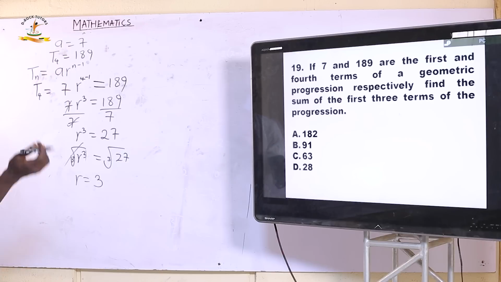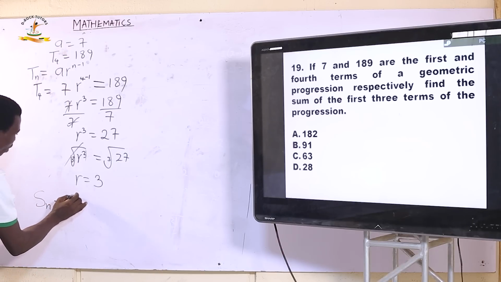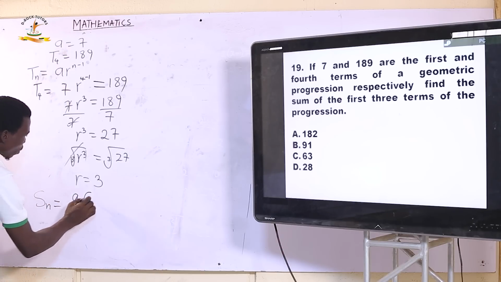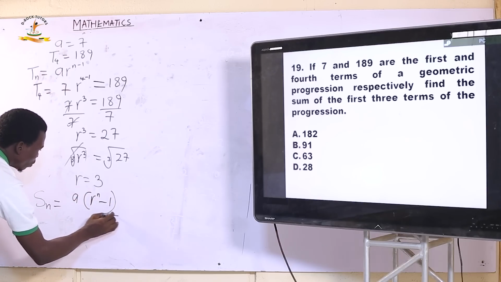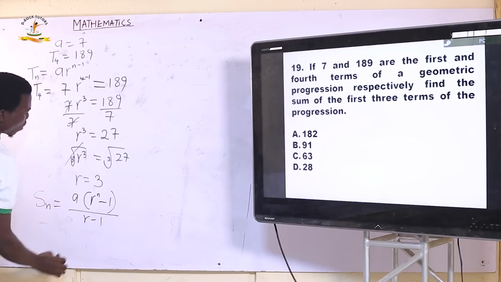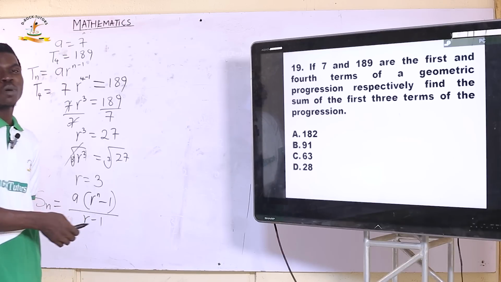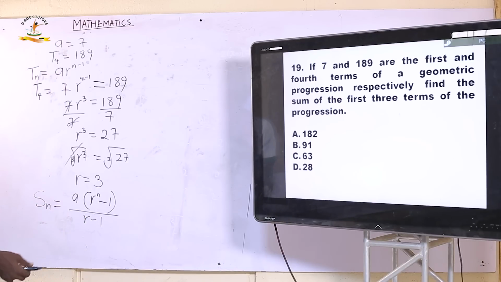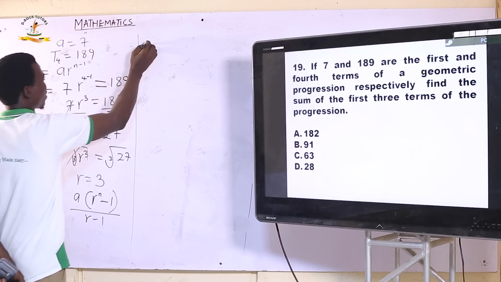Then we should not forget our formula. Our formula is Sn equals A into bracket R raised to power n minus 1 all over R minus 1. And I'm using this formula because the common ratio is greater than 1. So I will quickly do that, and don't forget it is the first 3 terms.